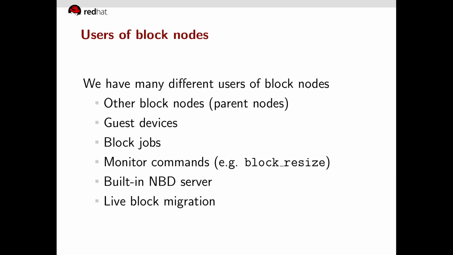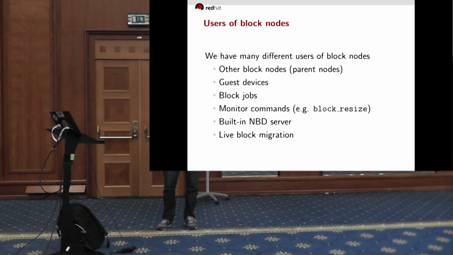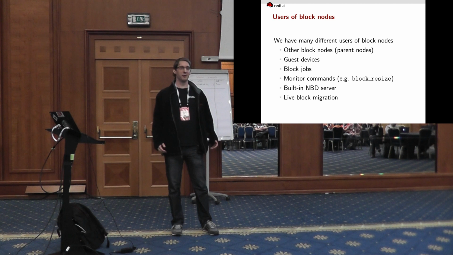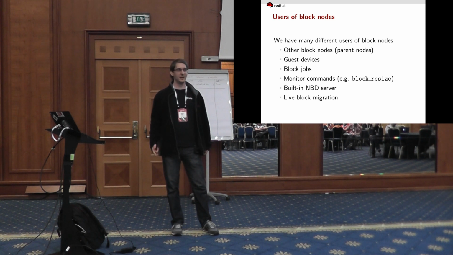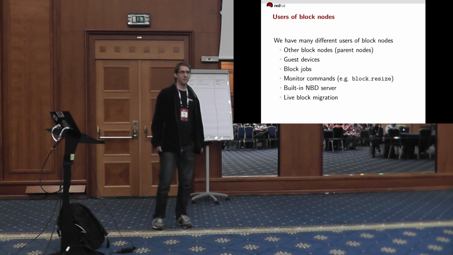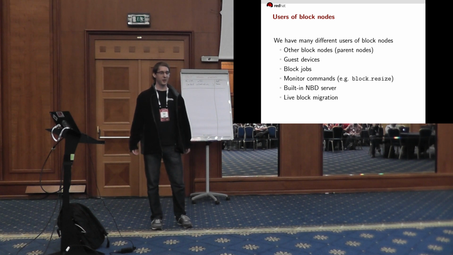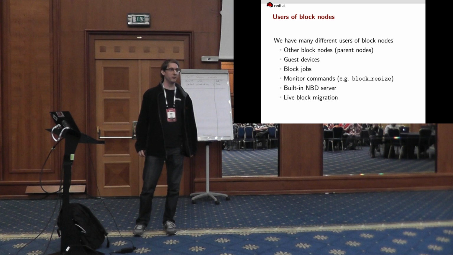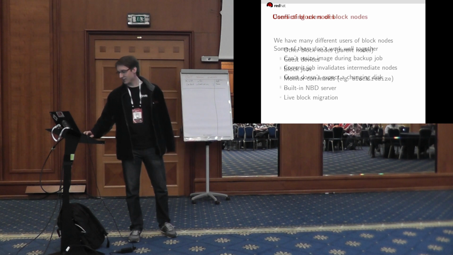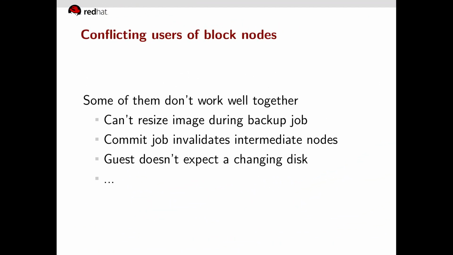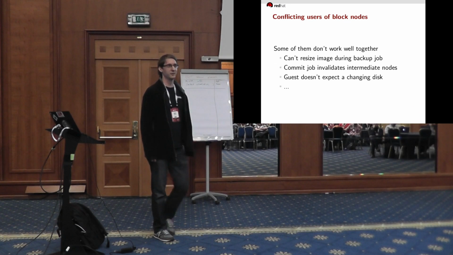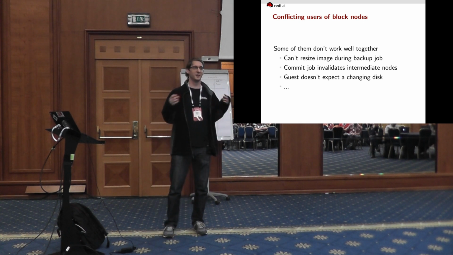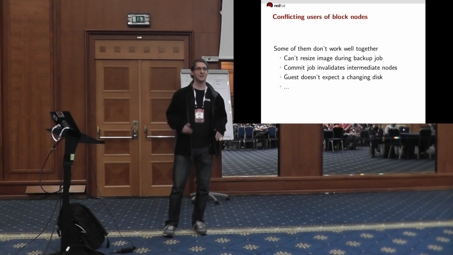So Max showed us quite a few users of block nodes already. One of them are the parent nodes. We have the block backends, and we also saw block jobs. There are a few more users that happen in practice, like just QMP monitor commands, for example. Or we have an NBD server within QEMU, which accesses nodes. And the thing is, not all of them work very well together. So if you use two of them on the same node, they might conflict in some way.